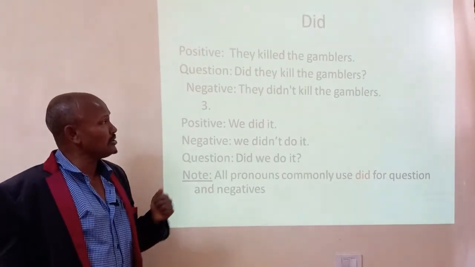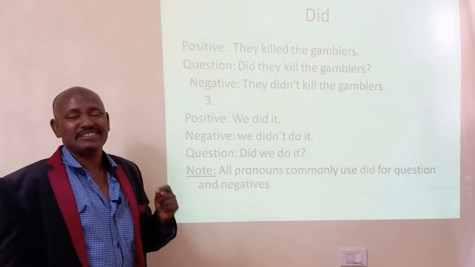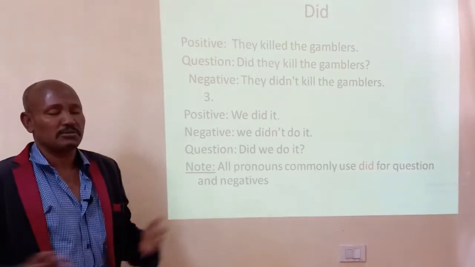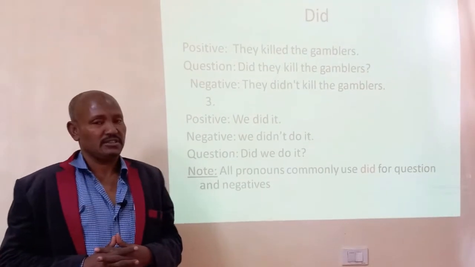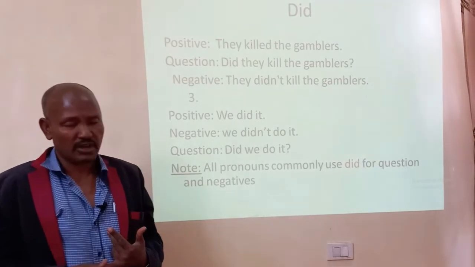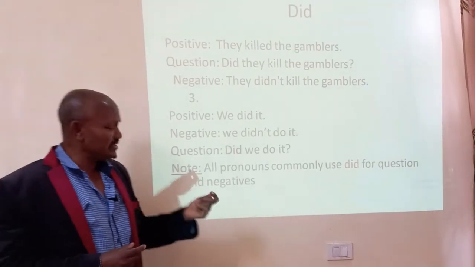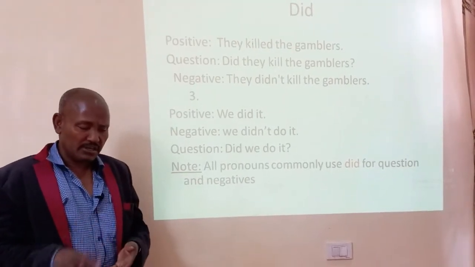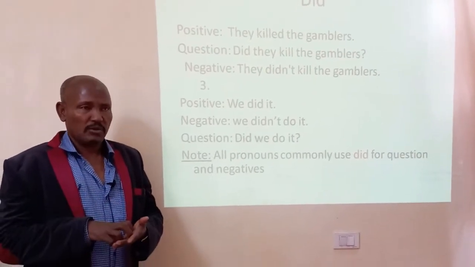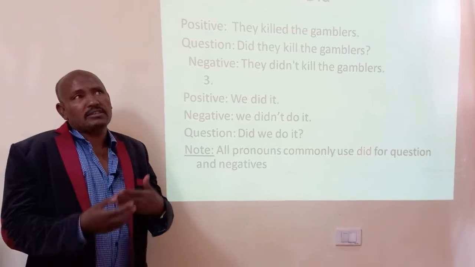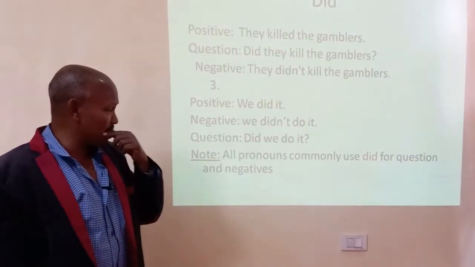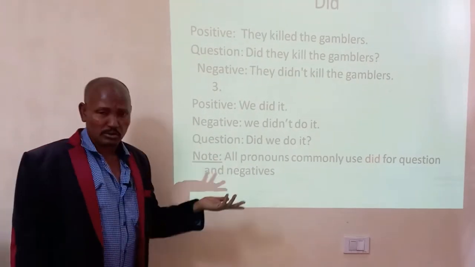So we are talking about the verb did and didn't. The third example: we sometimes use did for positive sentences, to some extent. We did it, which shows some emphasis or something that we want to do.